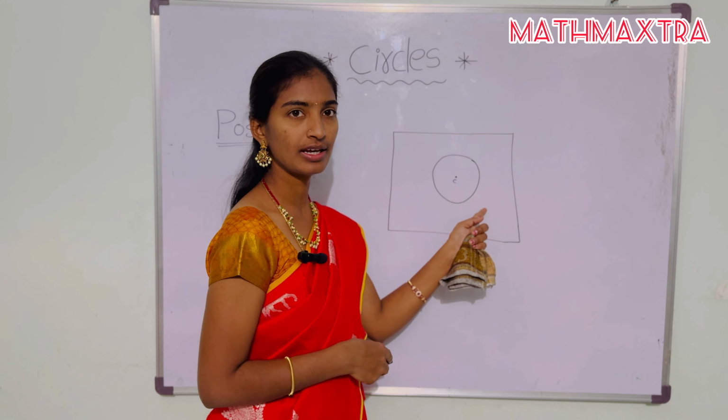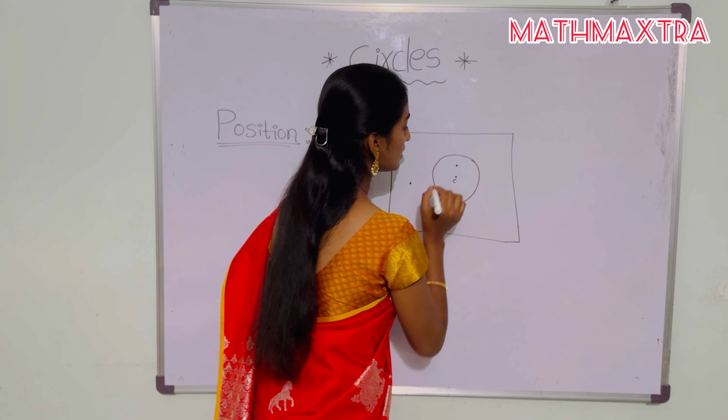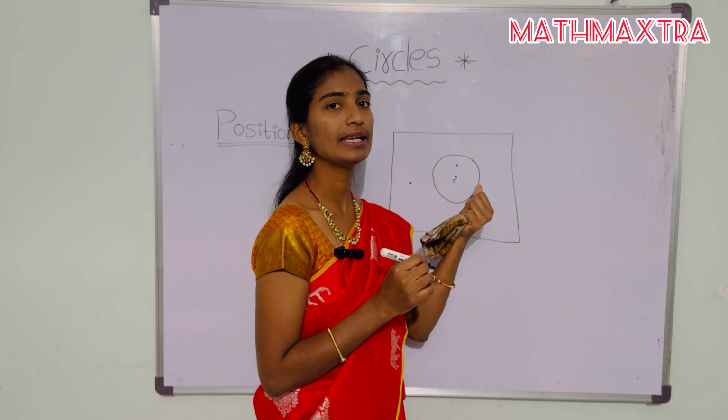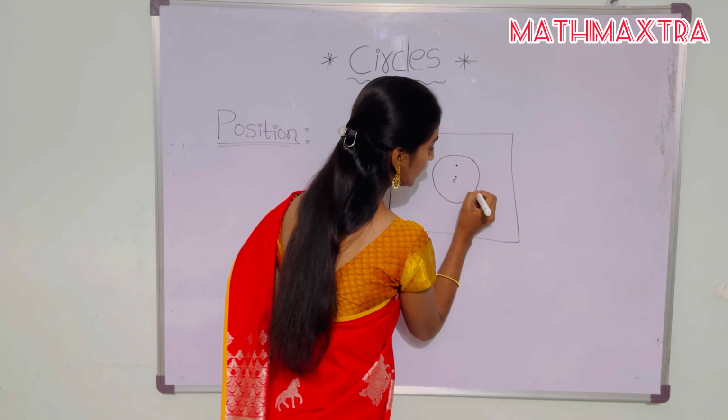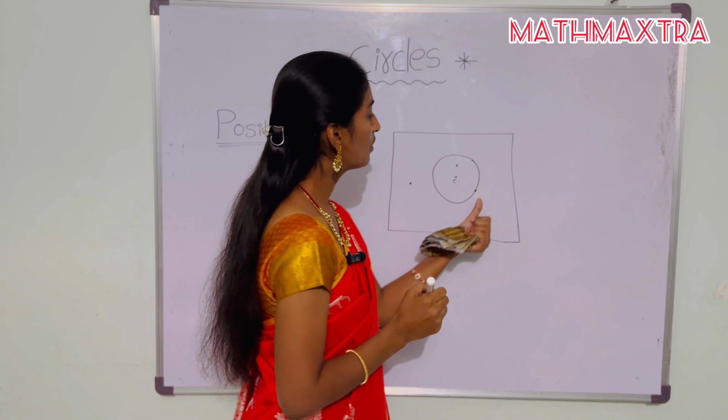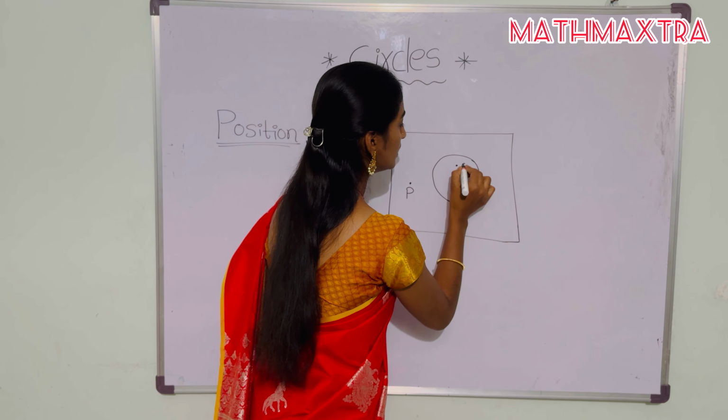So if we take a point, we have to decide the position of the point with respect to the circle, whether it is exterior to the circle, interior to the circle, or on the circle. If we have a point outside the circle, we call it an exterior point of the circle. If you consider any point inside the circle, we call it an interior point of the circle. And if you consider any point on the circle, we call it a point on the circle.